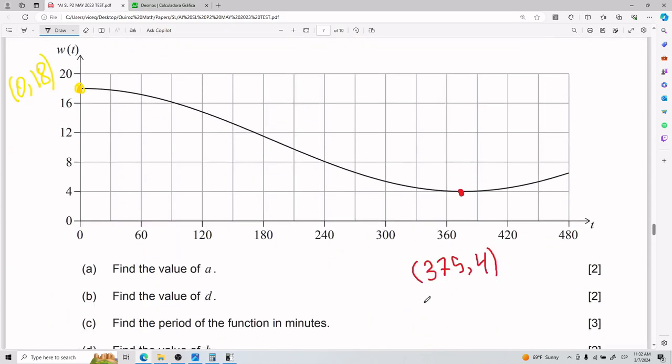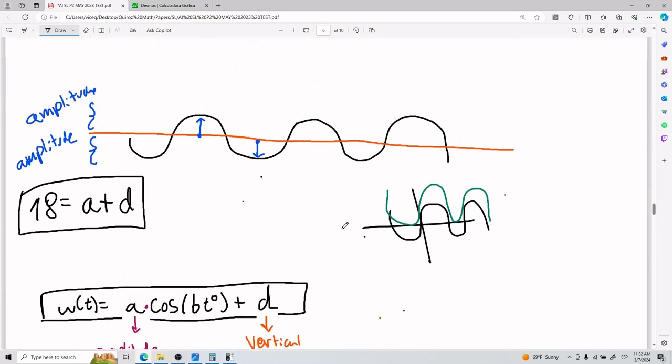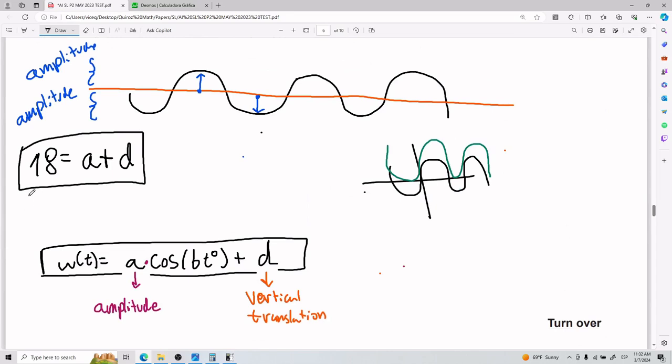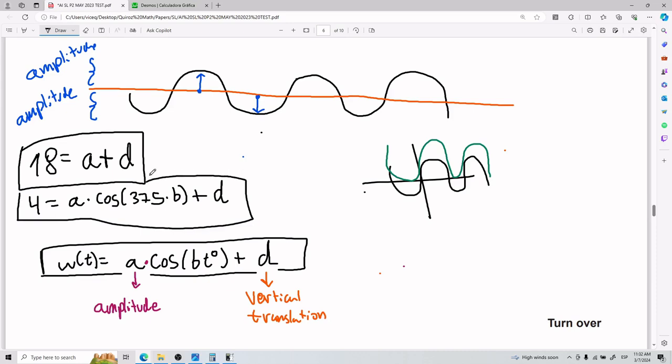And if I plug in the second point, (375, 4), I end up with 4 equals A times cosine of 375 times B, plus D. And so neither of the two helps me so much right now, because in the first one I have two variables, and in the second one I actually have three. And so it's hard to solve it from here.